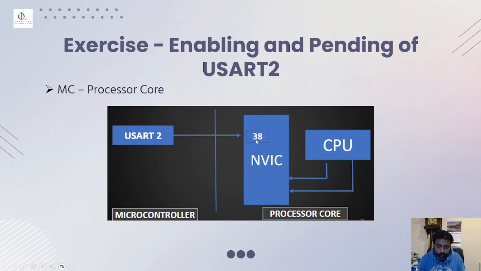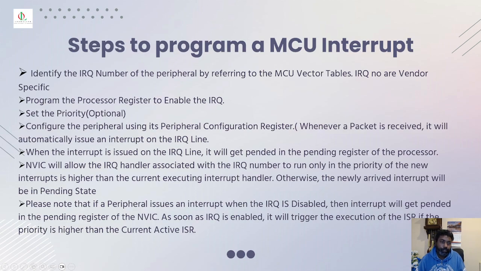USART2 IRQ is 38, and that outside peripheral comes from outside, going to communicate or interface with the NVIC. The NVIC is going to connect to the processor core. So these are all the steps to program the MCU.